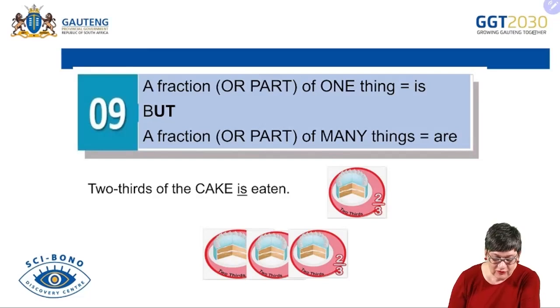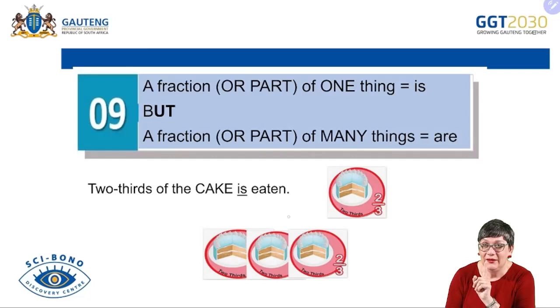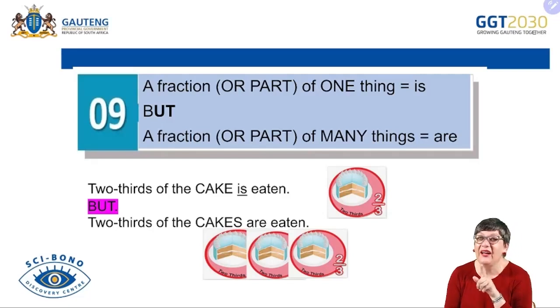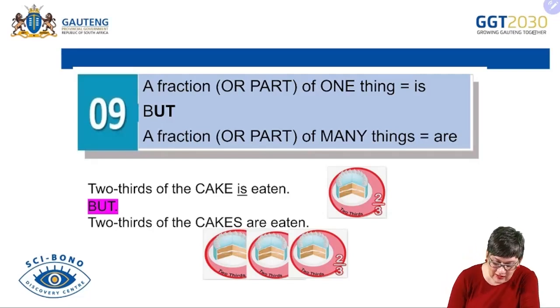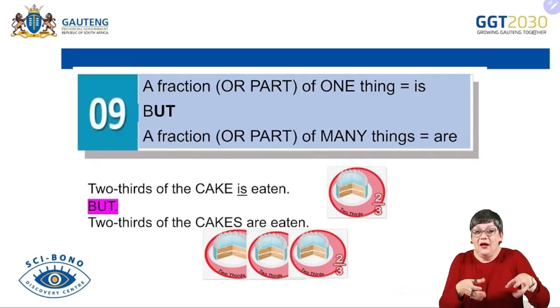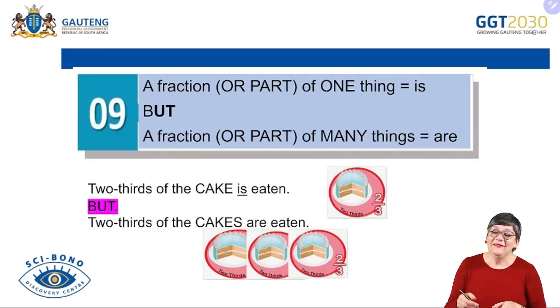If you look at my picture, you'll see 2/3 of this cake is eaten. It's one cake, so we've just eaten a part of that, and that's when we say 2/3 is eaten. But if you look at the next picture, 2/3 of the cakes are eaten. Now you can see there are 3 cakes, and in each cake, 2/3 have been eaten. Then we're using are. So the cake is one thing, even though we've eaten 2/3 of it, it's still one cake. But if we have a number of cakes, and out of them 2/3 have been eaten, we're using are.